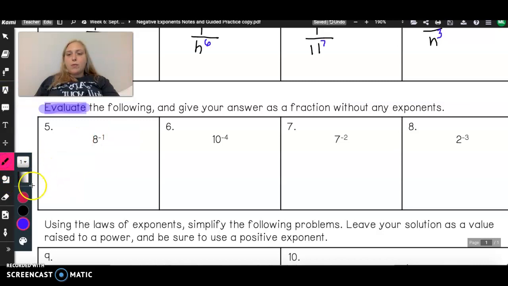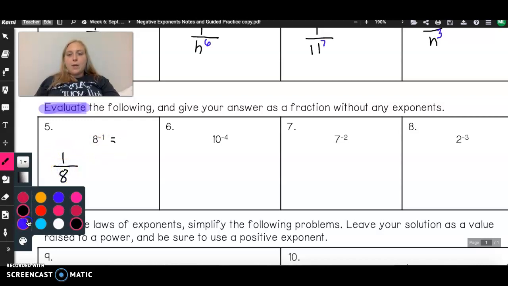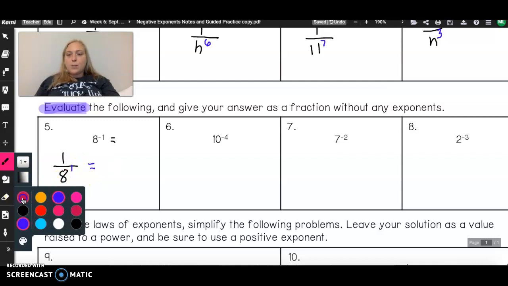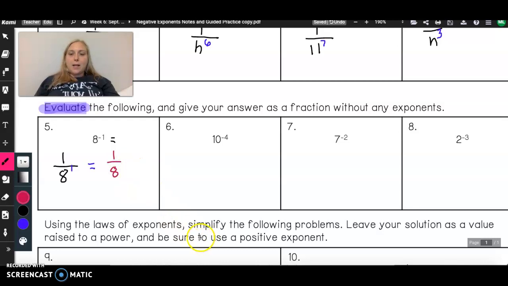So starting with number 5, we're going to take care of the negative exponent first. We have 8 to the negative 1st power, and that is equal to 1 over 8 to the positive 1st power. That's your exponential form, and then we want to turn it into standard form. This one is pretty easy. In standard form, 8 to the 1st power is just 8. So in standard form, this one would still be 1 over 8.